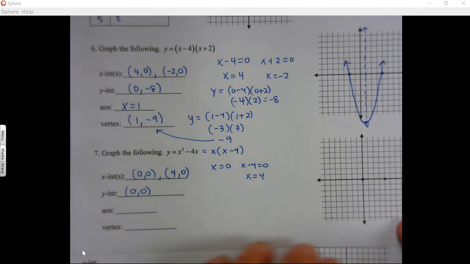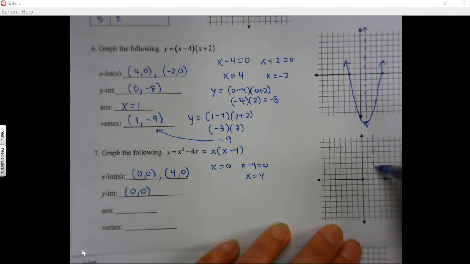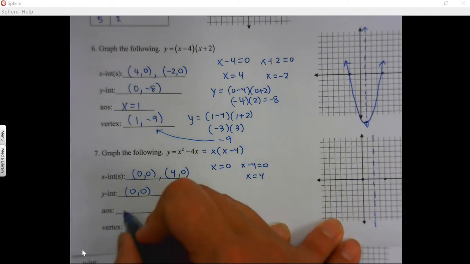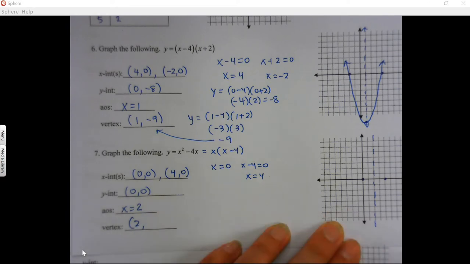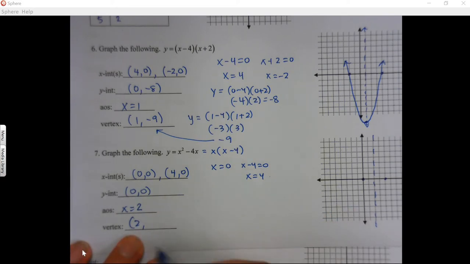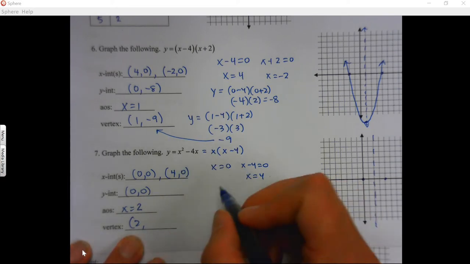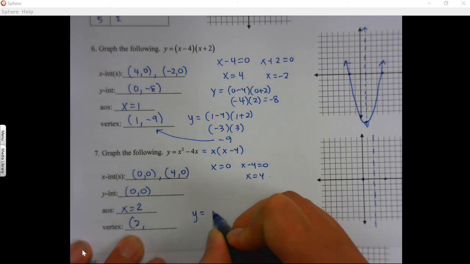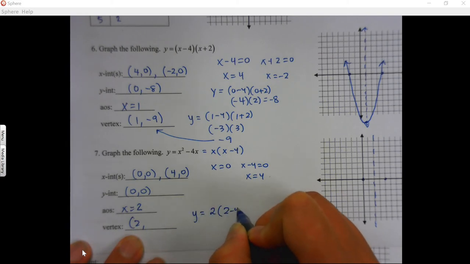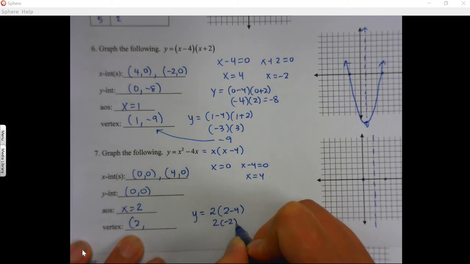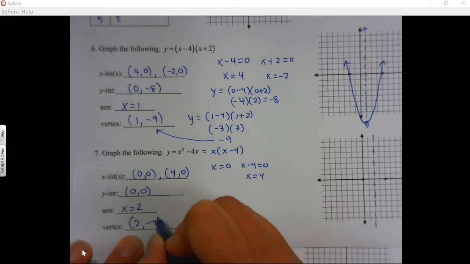Again, I need the midpoint of those, which is happening at 2. That's my axis of symmetry. So I can say that we have x equals 2. Vertex value is at 2. I need to figure out where the y value of the vertex is, so I'm going to substitute that in. We get y is equal to 2 times 2 minus 4. I get 2 times a negative 2, which gives me negative 4.